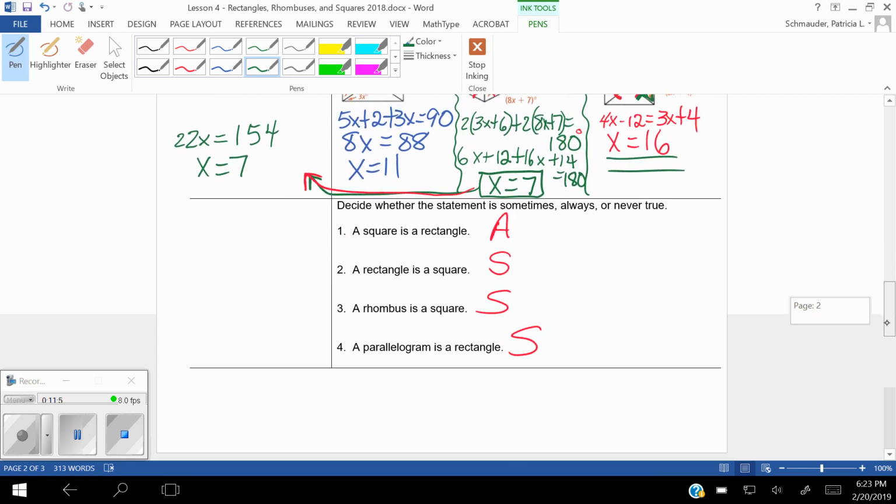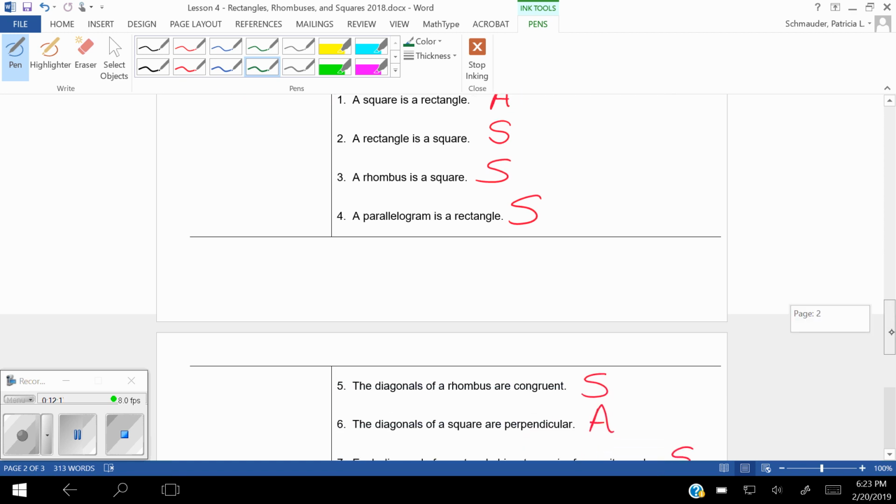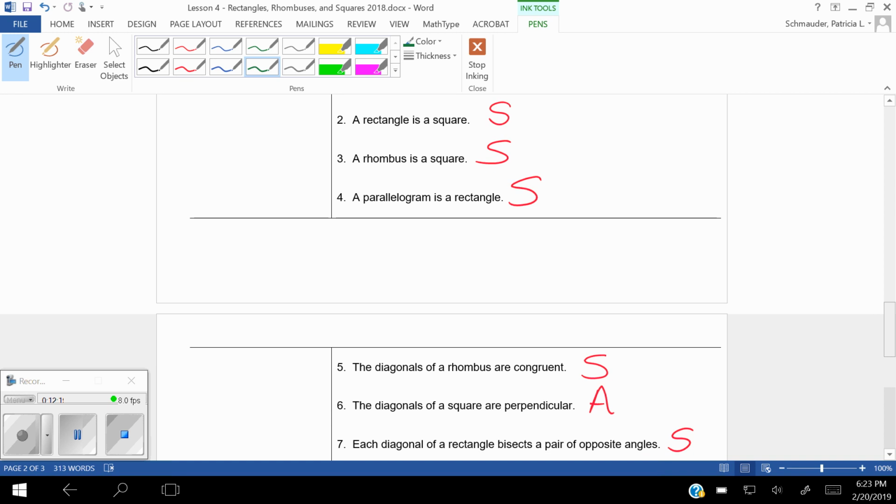All right, now for my sometimes, always, never questions. A square is a rectangle. A square is always a rectangle, remember? Because a square is always either one of its parents. A square is always a rhombus. A square is always a rectangle. A rectangle is a square. Well, only sometimes is a rectangle a square, because a rectangle doesn't always have congruent sides, right? Okay, a rhombus is a square. Again, sometimes, right? Because the rhombus doesn't have to have right angles, but a square does.